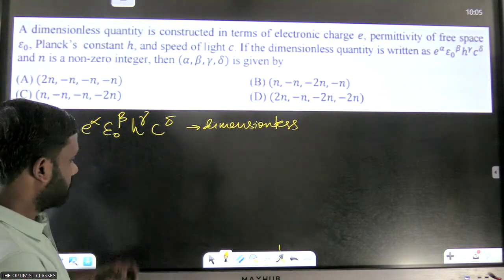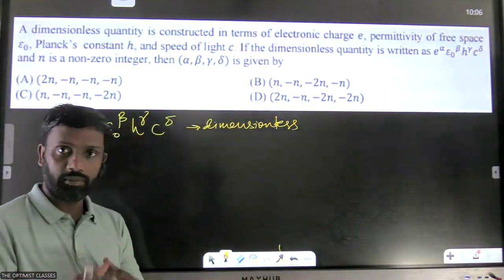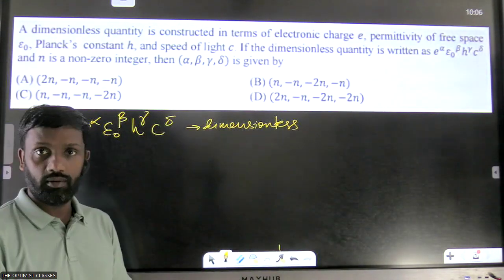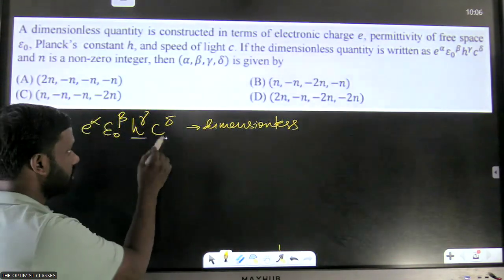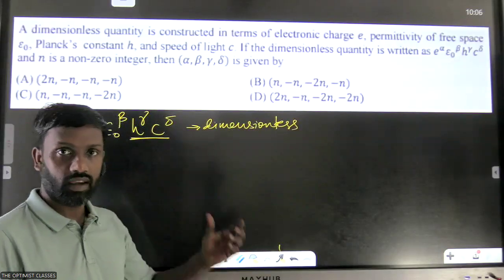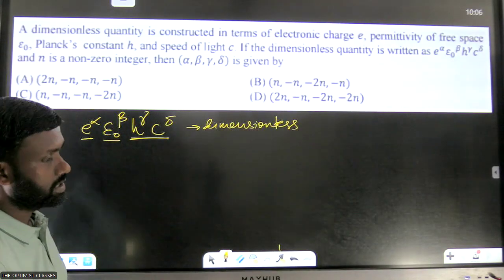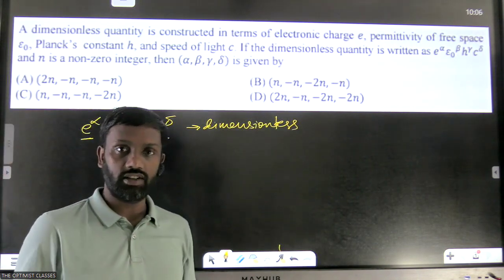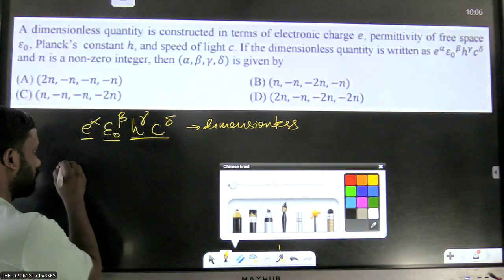So it can be done very easily if we recall something that we have learned in different parts of physics. See, we know that hc comes in energy of photon. And epsilon naught and charge come if you write the interaction energy of two charges. Okay, so let us see.